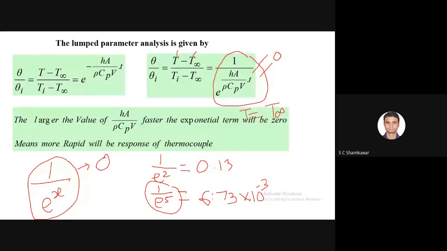So if you increase the value of HA divided by rho CpV, the larger this value, the faster the exponential term tends to 0. And that is what we want, because if this term is 0, then T is equal to T infinity. And if the exponential term is 0, the response of the thermocouple will be rapid. Therefore, we want to increase the value of this parameter.